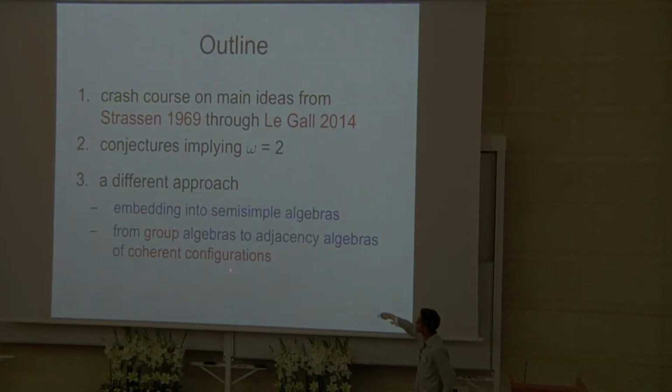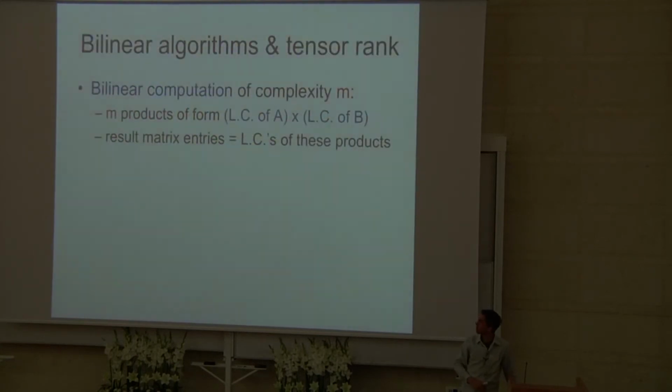And then I'll describe this approach that I've developed with Henry Cohn and others that involves embedding into a semi-simple algebra. I'll say what that means and try to portray this as a contrast to the existing approaches, which involve bounding the rank of very small tensors and then building up from there. So I'll try to draw that contrast through the talk.